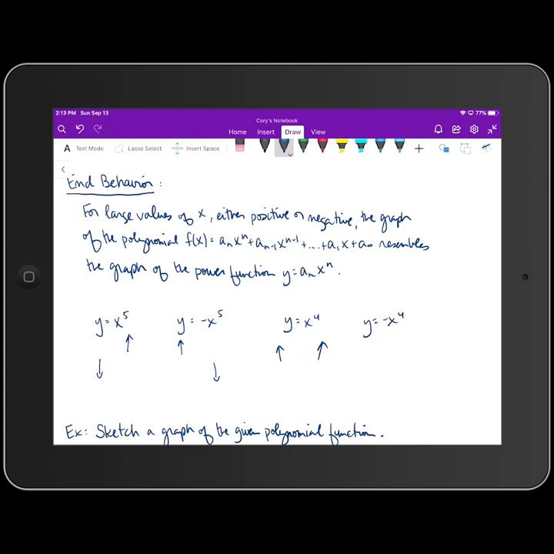And then y equals the opposite of x raised to some even power. So if we do y equals negative x to the 4th, that's taking the graph of x to the 4th and reflecting it across the x-axis, which is going to make the graph open down and to the left and down and to the right.